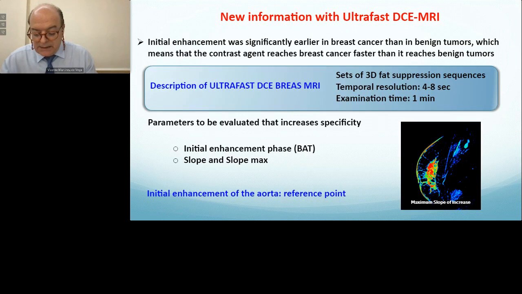Initial enhancement was significantly earlier in breast cancer than in benign tumors. The main parameters for quantifying the initial phase of enhancement are the bolus arrival time, or time to enhance, and the maximum enhancement slope. The initial enhancement on the aorta is taken as a reference point to minimize the effects of various circulation times and the late contrast injection.